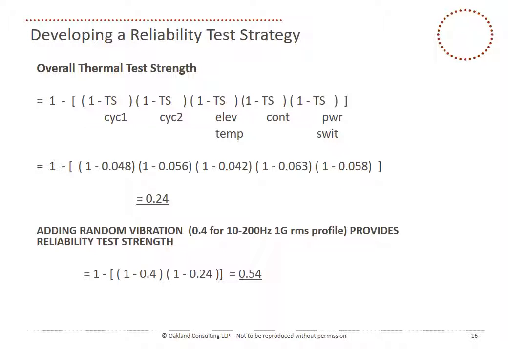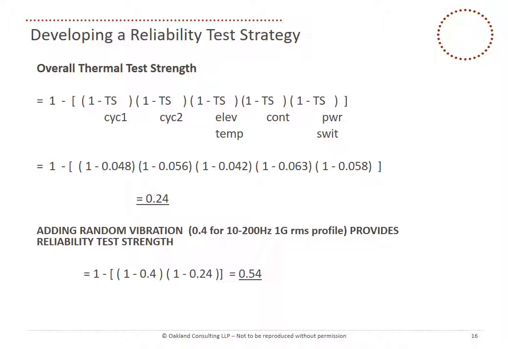Now, how do we combine all the test strengths? Well, clearly we can't just add them, because if you did so much testing and you added them, it could get to more than 100%, which is clearly ridiculous. So we look at this in terms of a probability law. What we're doing is we're saying, well, the overall test strength is equal to 1 minus the probability of not finding a defect with the testing.